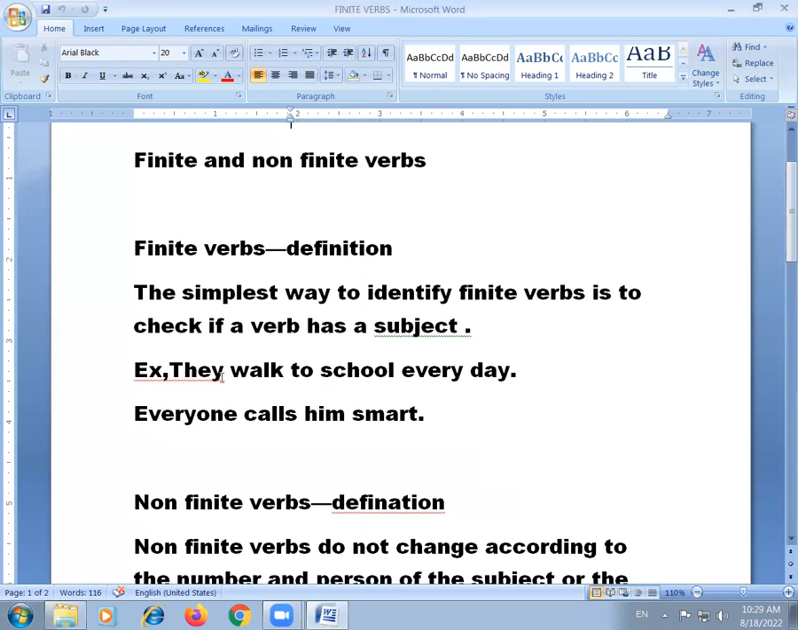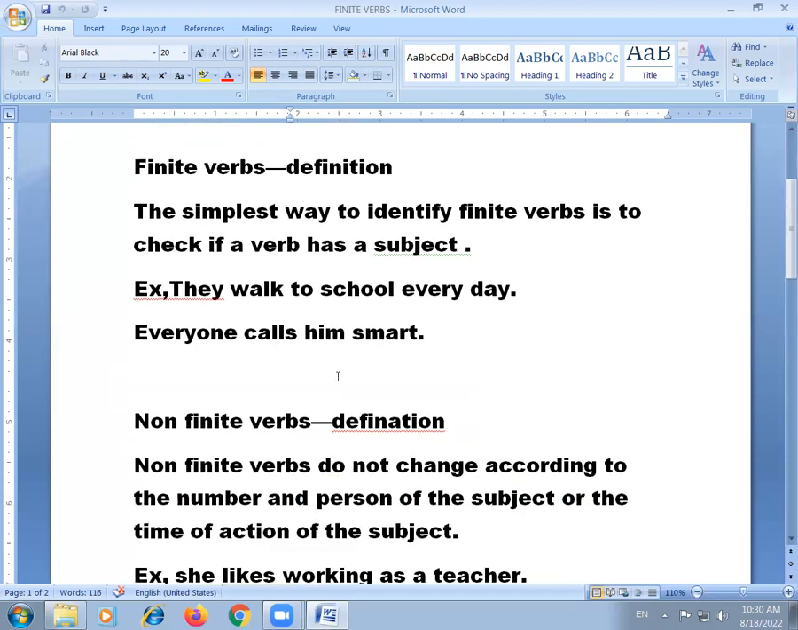For example, here: they walk to school every day. Walk. The nomads walked the earth freely. Walked. Everyone calls him smart. Calls. These are the finite verbs.